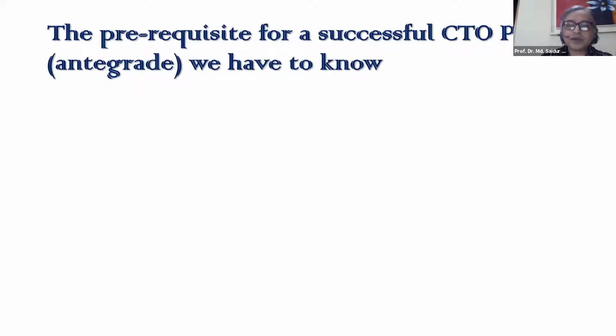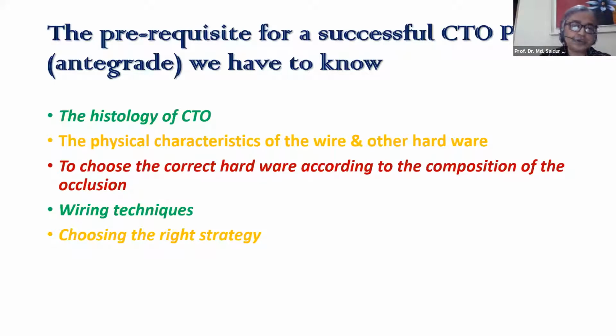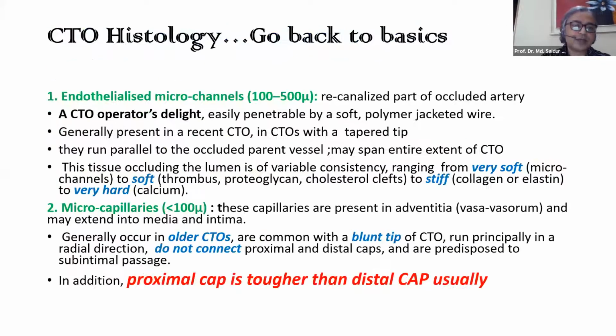What are the prerequisites for a successful CTO PCI, especially antegradely? We have to know the histology of the CTO. We have to know the physical characteristics of the wire and other hardware, to choose the correct hardware according to the composition of the occlusion. We need to know the wiring techniques, and also choose the right strategy at the same time.